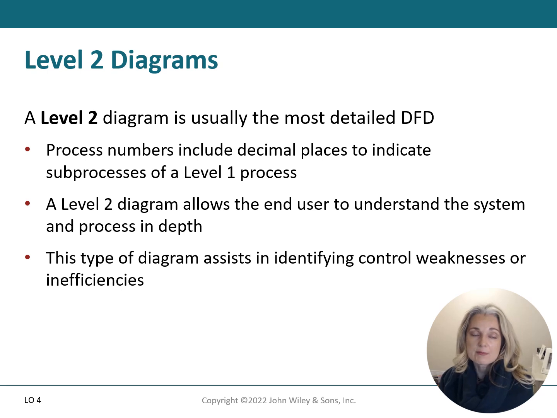And then lastly, we have level 2 diagrams, which are the most detailed. We have process numbers including decimal points to indicate sub-processes of the level 1 process. A level 2 diagram allows the end user to understand the system and process in detail and depth. And this type of diagram assists in identifying control weaknesses or any process inefficiencies.